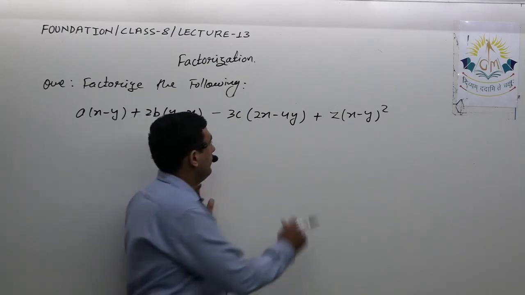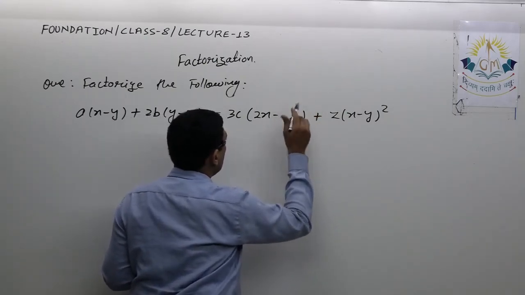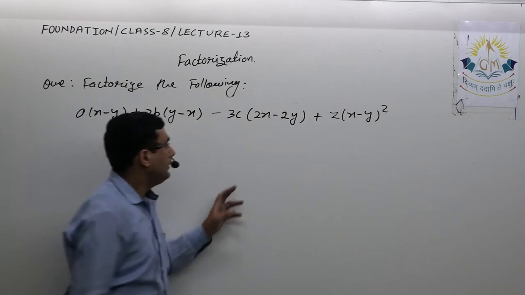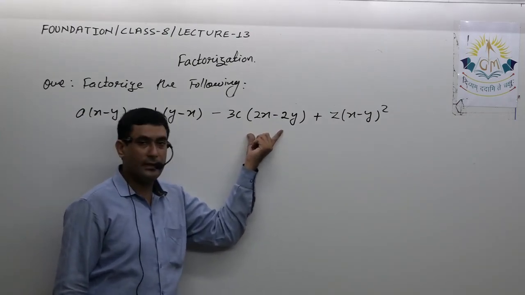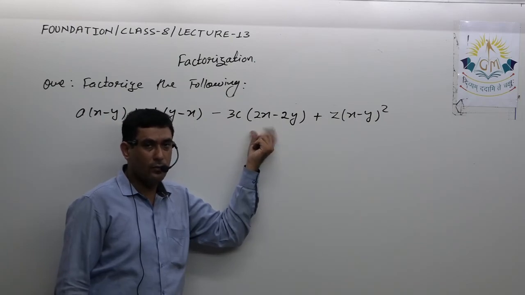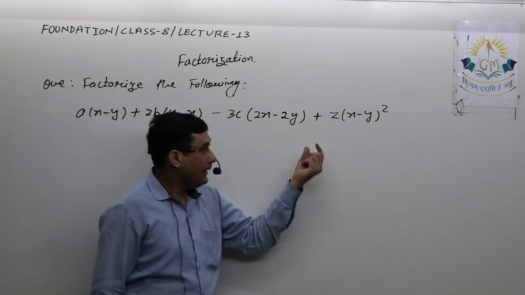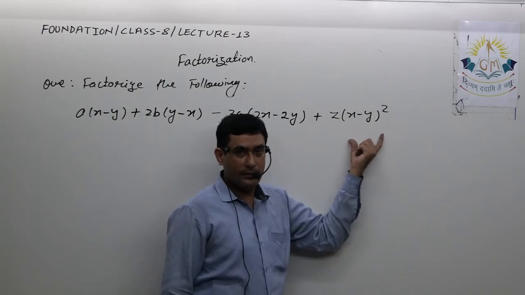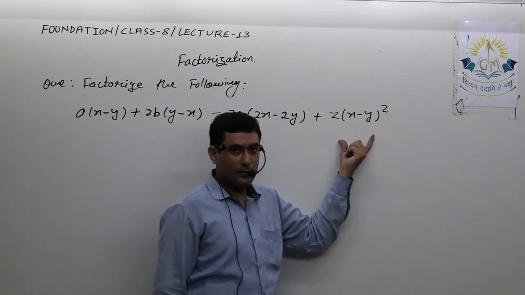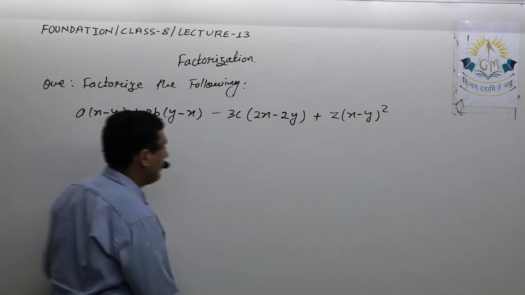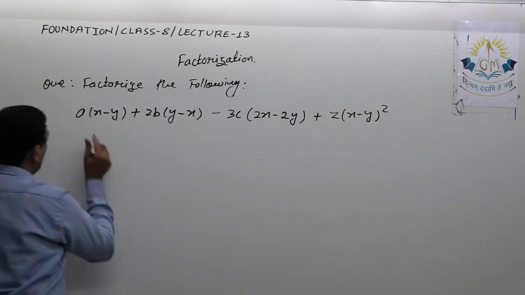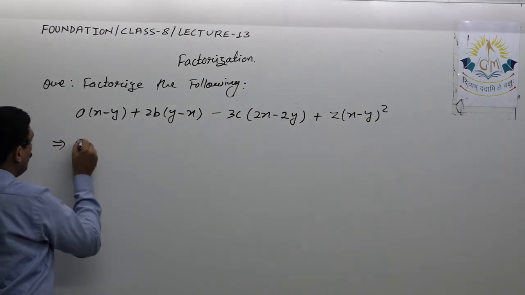Now, over here, make it 2. If I take 2 common, definitely here again I will get x minus y. And here it is x minus y squared, which definitely has x minus y. This term contains x minus y, so I can take x minus y common from this as well. So let us see how to solve this.